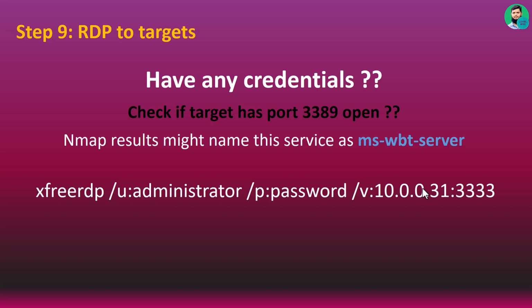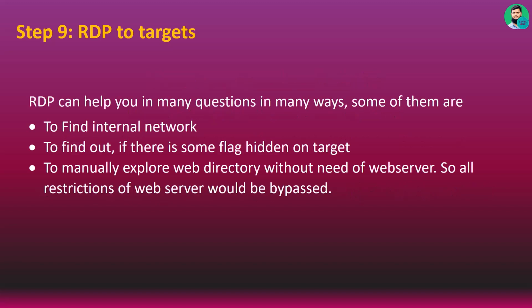RDP can help you in many questions in many ways. Some of them are to find the internal network. Once you have the remote desktop of some specific machine, you can use the ipconfig or ifconfig command to find out if it has more than 1 interface. Then it can also help you find out if there are some flags hidden on the target. RDP can also help you manually explore the web directories without the need of web servers, so all restrictions of the web server would be bypassed.